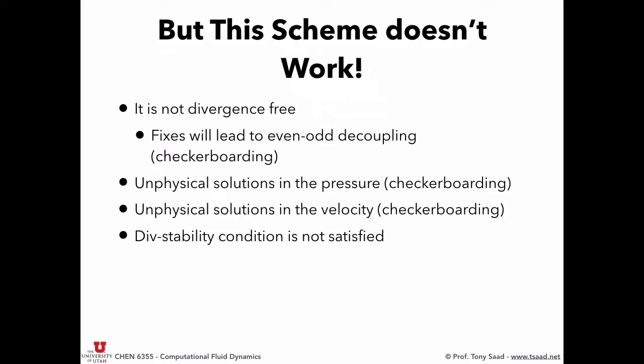Unphysical solutions in the pressure can be admitted by this scheme. That's also called pressure checkerboarding. Unphysical solutions in the velocity can be admitted by this scheme. That's called velocity checkerboarding. We're going to talk about something really, really complicated called the div stability condition. So finite difference with Navier-Stokes does not work for all of these reasons. Okay, and we're going to go over each one of them briefly.